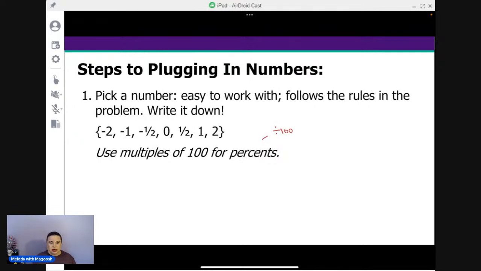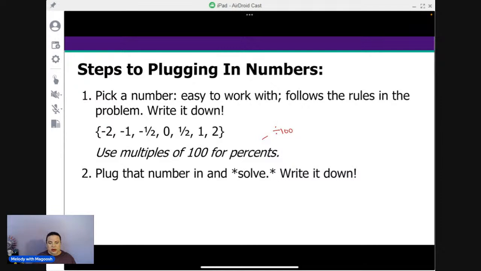Step 2, after we've chosen those numbers, is we're going to plug those numbers in for the variables in the original problem and solve the problem. Find the numerical value that is the answer. We also want to write this down and make sure that it's very easy to find on your paper. I like to put a star by it or circle it, draw a little box around it, something that makes it stand out on my scratch paper.